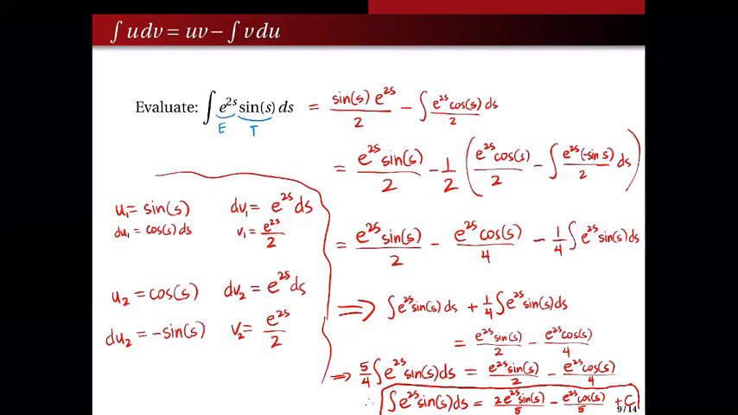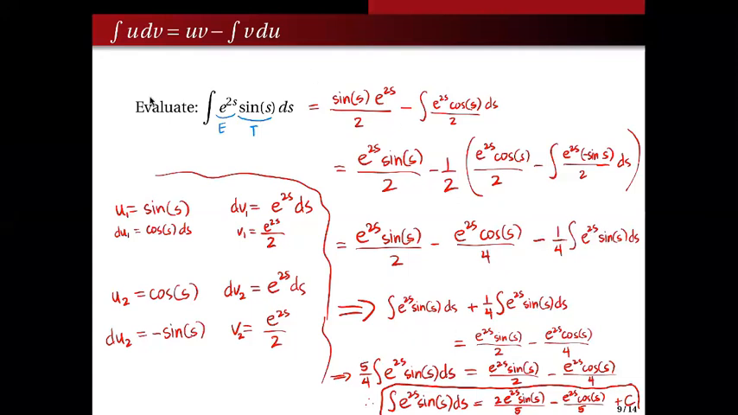Okay? Yes, question? Yeah, I just don't understand what happened after negative 1/4 times integral of e to the 2s sine s ds.